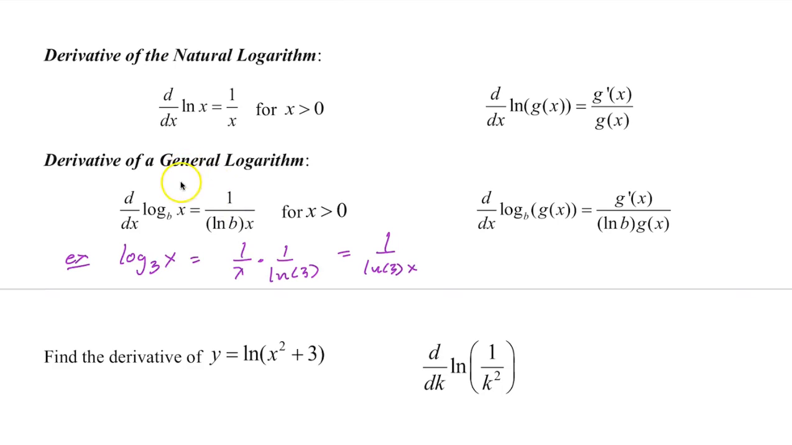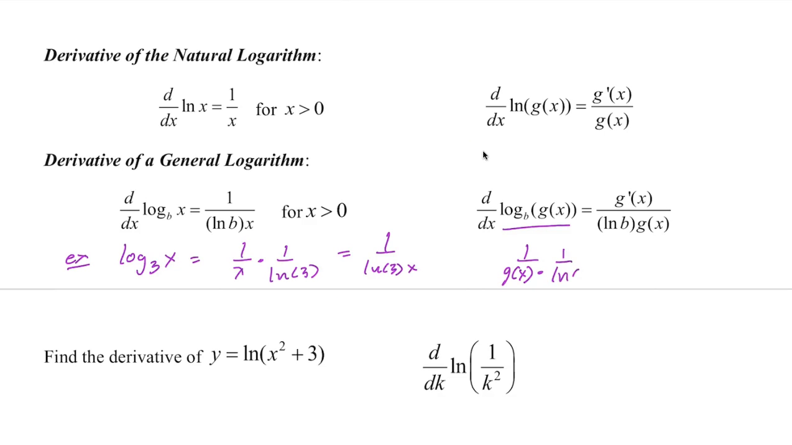That's the way I say it, right? So when you do a log, it's 1 over the function, 1 over x, times 1 over natural log of the base. And if you get to here, why does it look so funky? It's just a chain rule. So we take the derivative of the outside, which is 1 over the inside, times 1 over natural log of the base.